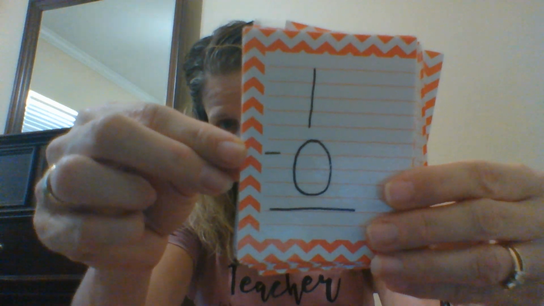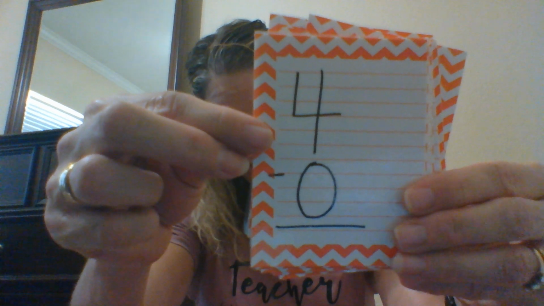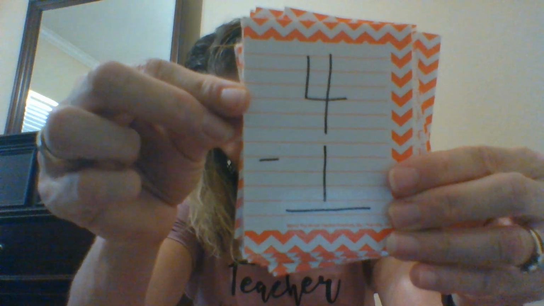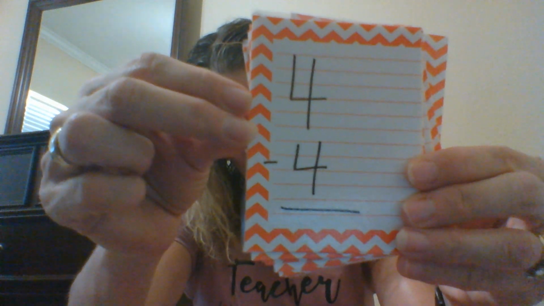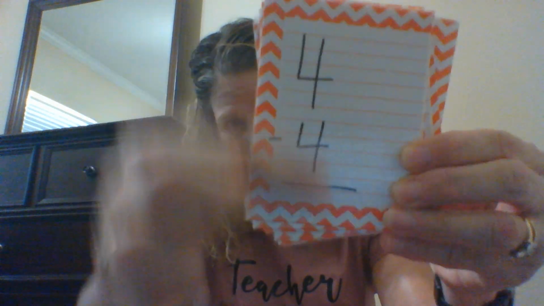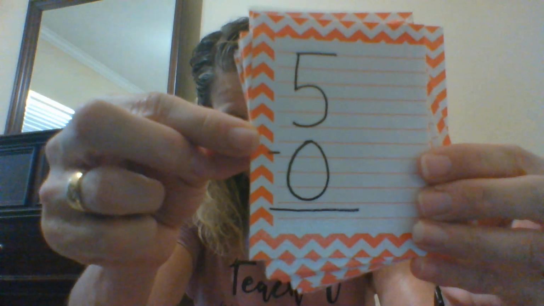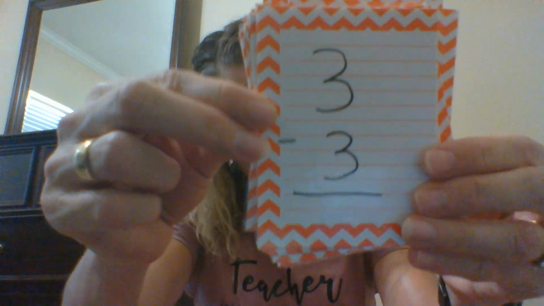1 minus 0? 1. 4 minus 0? 4. Oh, I love takeaway zeros. They're so easy. They're always the other number. 4 minus 1? 3. Good. Just 1 less than 4 is 3. 4 minus 4? 0. Right? We took away them all. 5 minus 0? 5. 3 minus 3? 0.